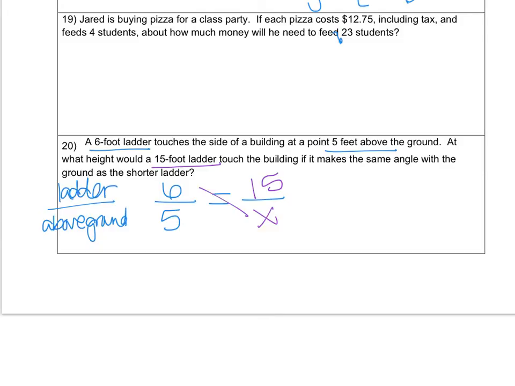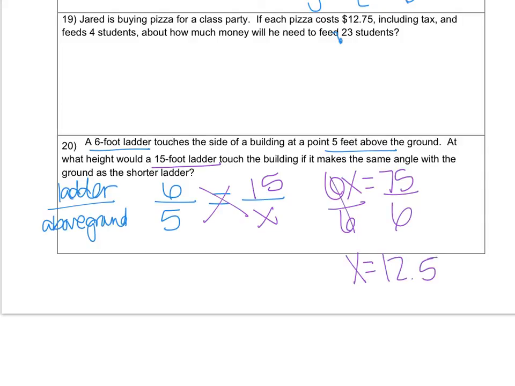So we're going to cross multiply. 6 times x is 6x equals, going the other way, 5 times 15 is 75. When you divide by 6 on both sides, you're going to get x equals 12.5. Okay, remember, if you label what you're comparing and make it in fraction form, there's no way that you can mess this up. So get what you're comparing in words and then set up your proportion.